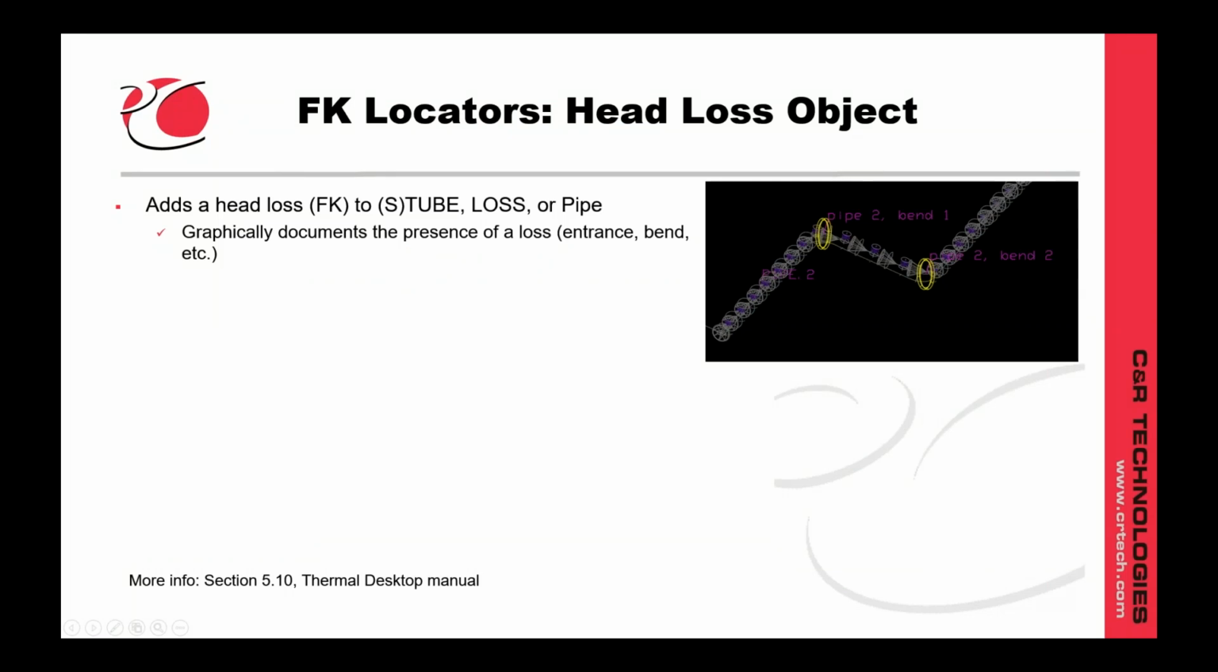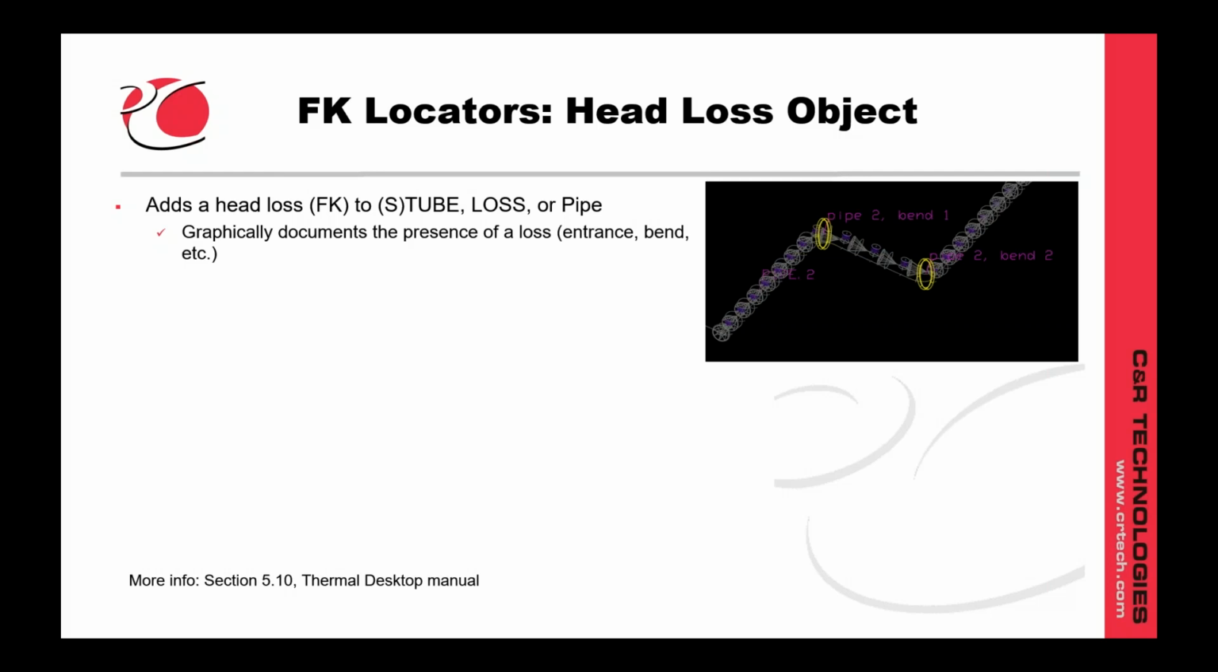I'm going to step through the various things we've added with version 6.1. First of all, we've added a new modeling object called an FK locator. This can be used to define the geometric location of a head loss on a tube, an S-tube, a loss device, or within a pipe. These head losses may be an entrance or an exit loss, perhaps a bend in a pipe, or possibly a loss associated with some type of valve.